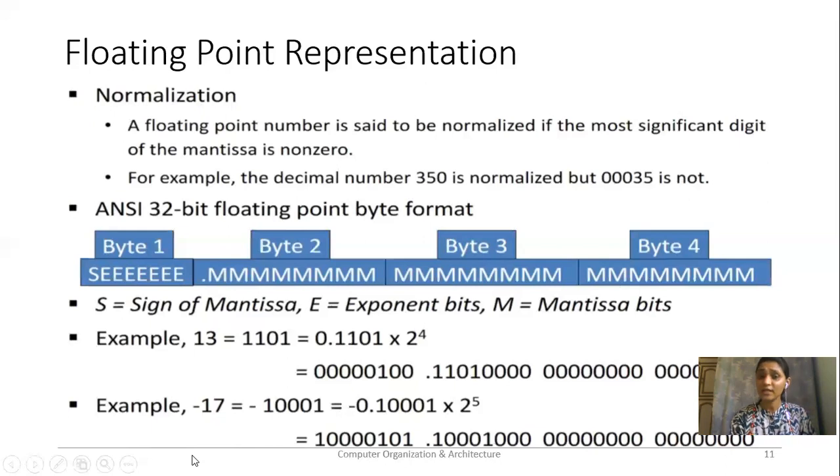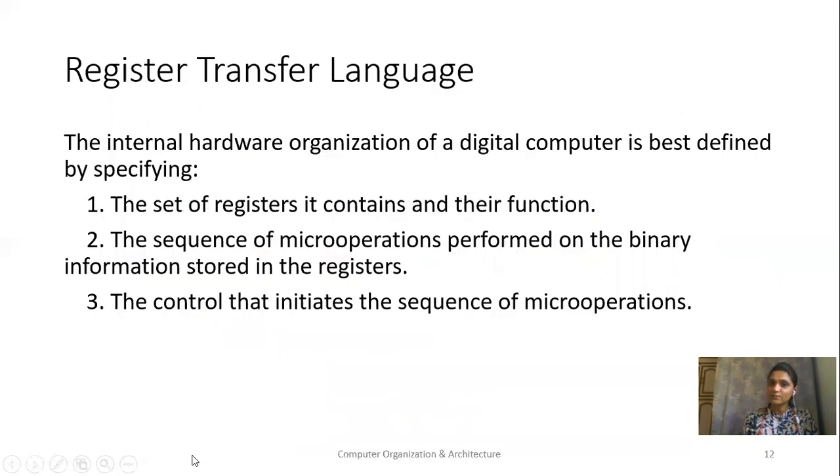Okay, next thing is register transfer language. In the internal hardware organization of a digital computer, we can define it by first, the set of registers and their functions. Second, the sequence of micro operations that are performed on binary information stored in registers. And third, the control for these micro operations. Here we have used the word register. What is a register? A register is just a combination of flip-flops to store your binary information.